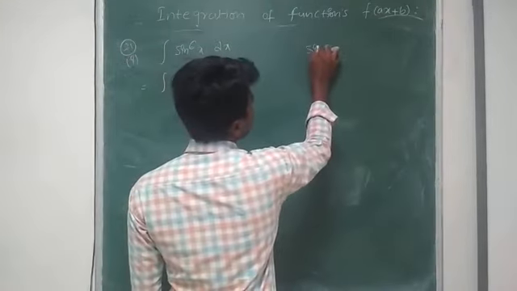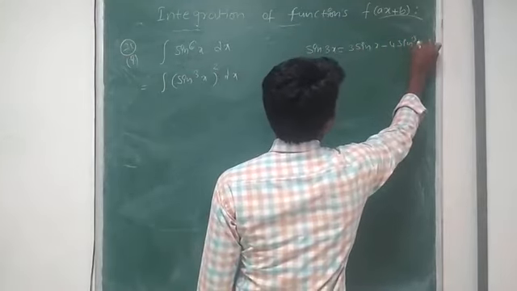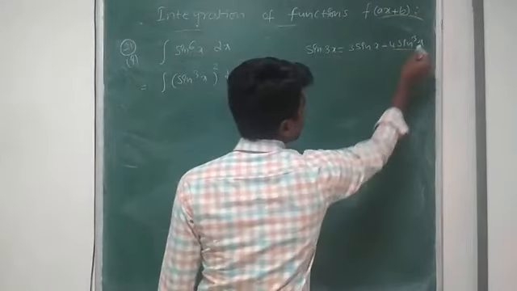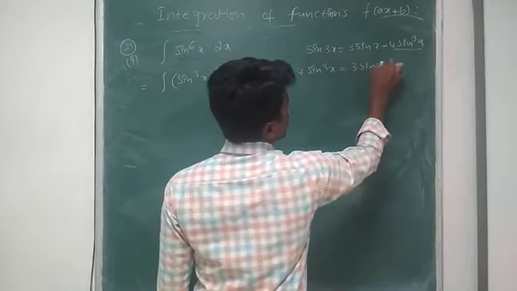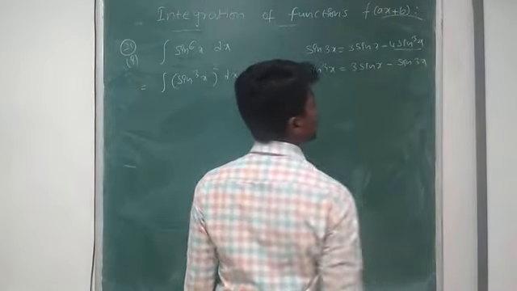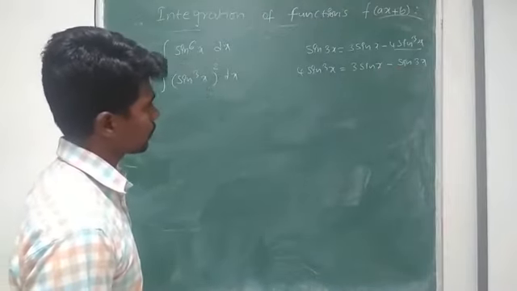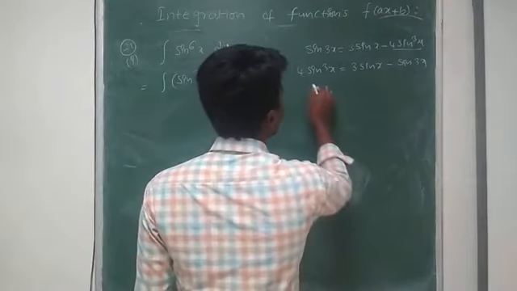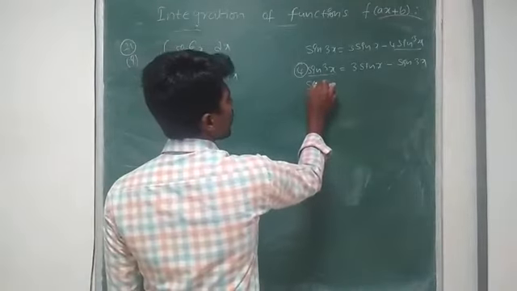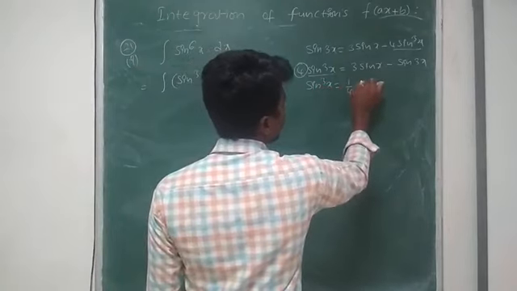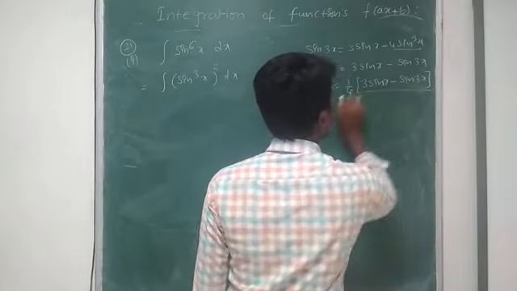So what is the sin 3x formula? Sin 3x is equal to 3 sin x minus 4 sin cube x. So from this I want sin cube x. So 4 sin cube x is equal to 3 sin x minus sin 3x. I want only sin cube, so 4 multiplying, just transfer, it divides. So I can replace sin cube x as 1 by 4 into 3 sin x minus sin 3x. So replace it.